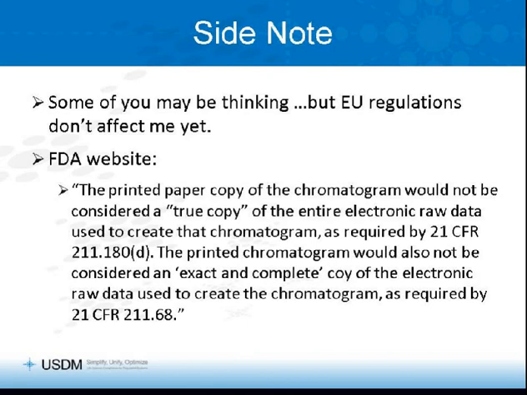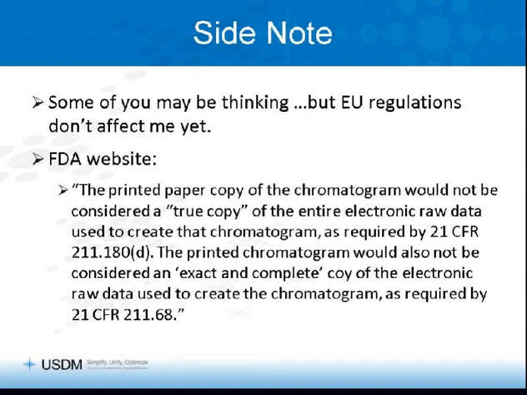So just before we wrap up, a little side note. I've talked to several companies who think, well, EU regulations don't affect me yet, so I don't really need to worry about this electronic record. I can still go ahead under Part 11 requirements and state that my electronic system doesn't need to be validated, and I can just have paper records as my raw data. I don't need to worry about the electronic records.